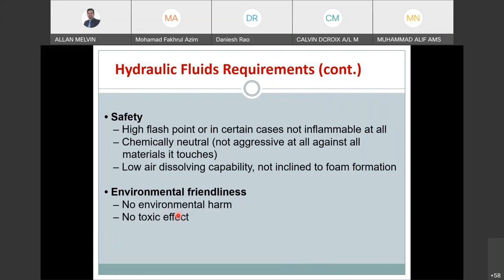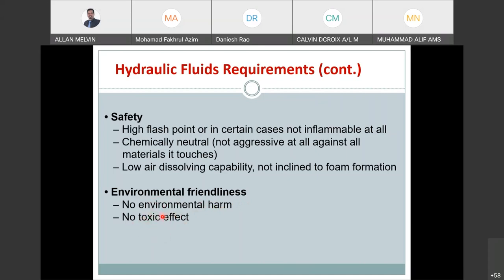So dikurung, you know, so you are no more free to do anything. It's because of some of the things that other people do. Similarly, make sure your system doesn't do any harm to the environment, because it will backfire. It will affect us and also affect our future generation. Okay, so no environmental harm and no toxic effect.